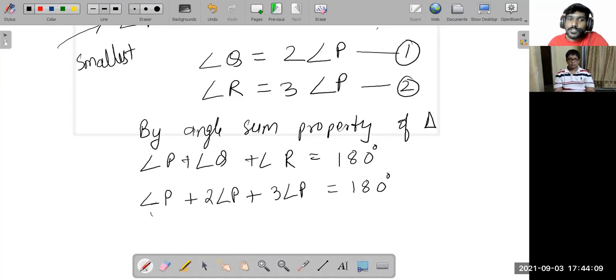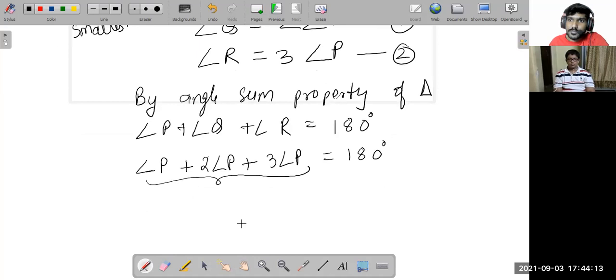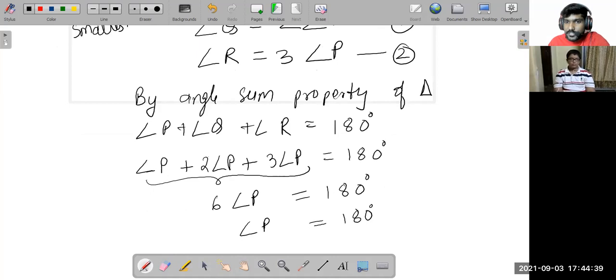Now, how much will this be? Angle P plus 2 times angle P plus 3 times angle P. How much will this be? No, you have to add this. Think of it as thirds. Angle P is your third. So 6 angle P, that is 6P, is equal to 180 degrees. So take 6 to the other side. It will get divided. This is 180 degrees divided by 6, which is 30 degrees.